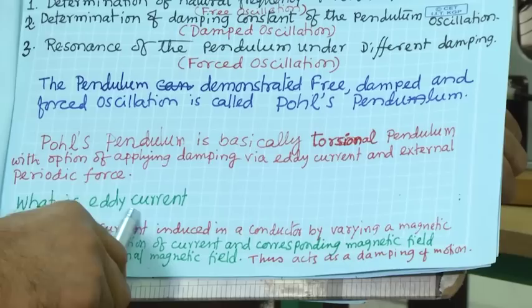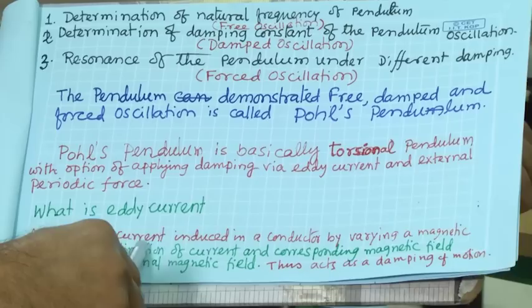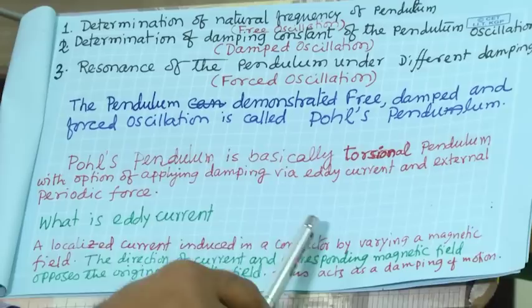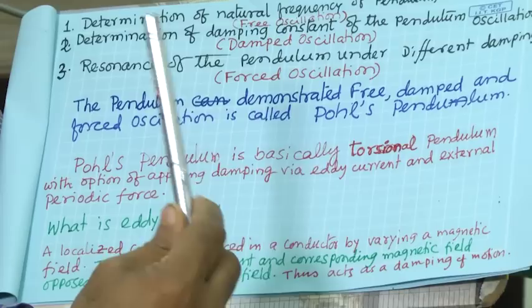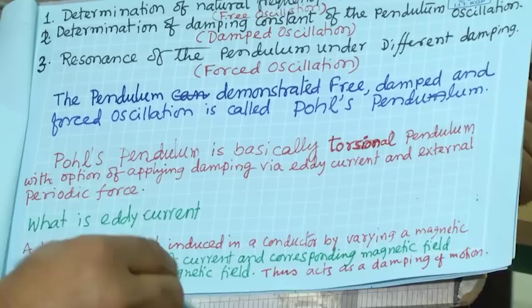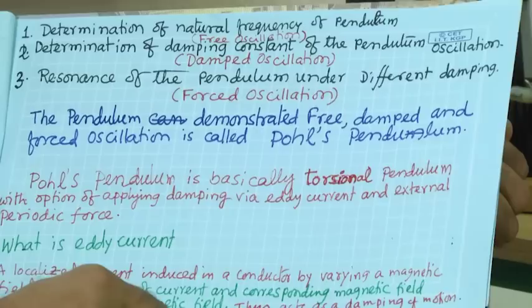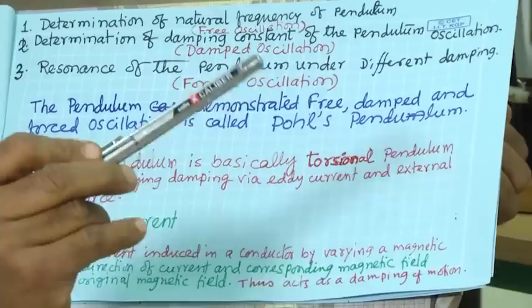Eddy current is basically a localized current induced in a conductor by a varying magnetic field. If a conductor is moving in a magnetic field, or the magnetic field is changing, and there is a conductor there, then a localized current is induced in the conductor. That current is called eddy current.